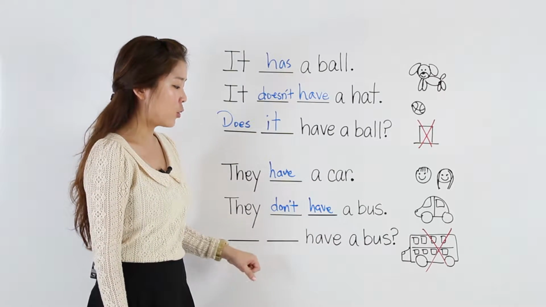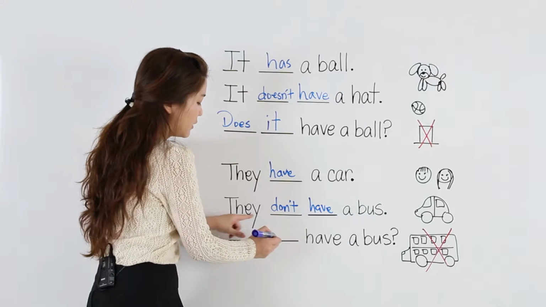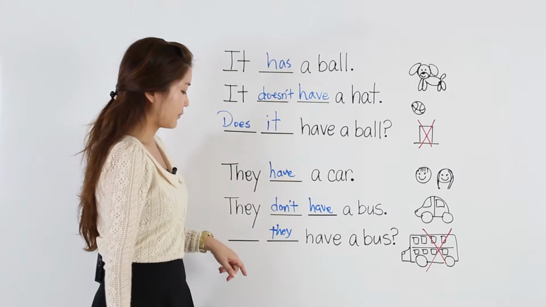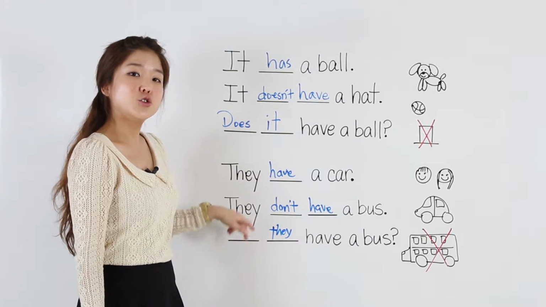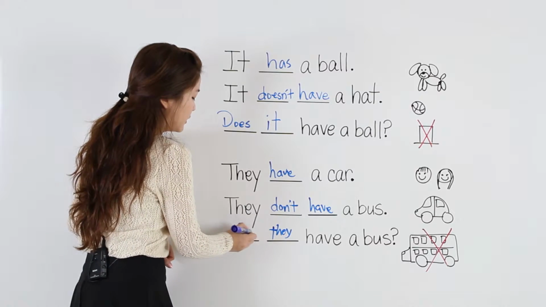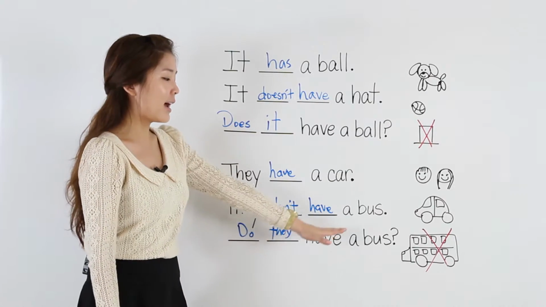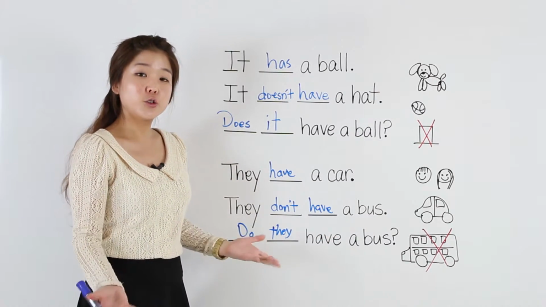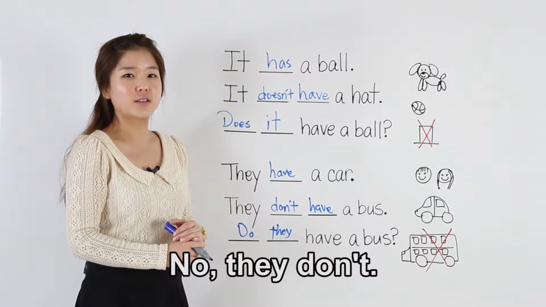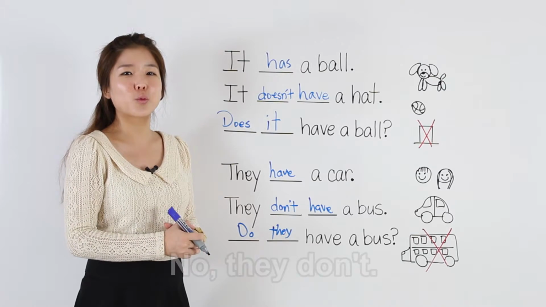Okay, and we have a question. Again, we have to put the same pronoun. How about in the front? Do or does? For they, we put do. Do they have a bus? No, they don't. Okay, let's move on to some more practice.